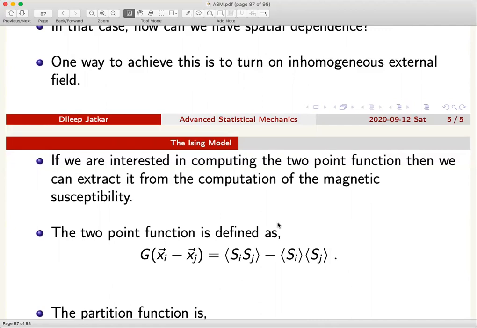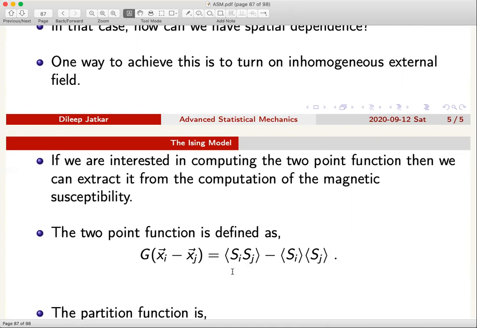The idea is to actually compute the 2-point function, and this 2-point function is related to magnetic susceptibility, and we will see how these two relations come about. The 2-point function is exactly what I was describing a few minutes ago. That is, if you disturb the spin at site I, you want to know whether the spin at lattice site J sees the effect or not. That is the thing that we want to compute.